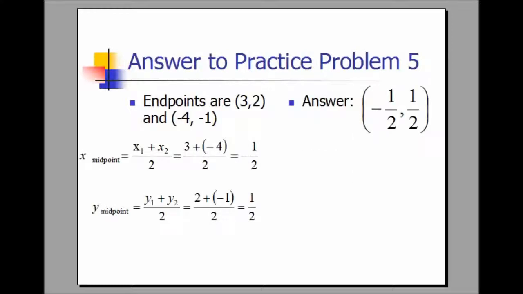What we're being asked to do there is to read a graph. When we do that, we find that the endpoints are at (3, 2) and (-4, -1). Now we substitute. The x-coordinate of the midpoint is (x sub 1 plus x sub 2) over 2. That equals (3 plus -4) over 2, which is -1/2.